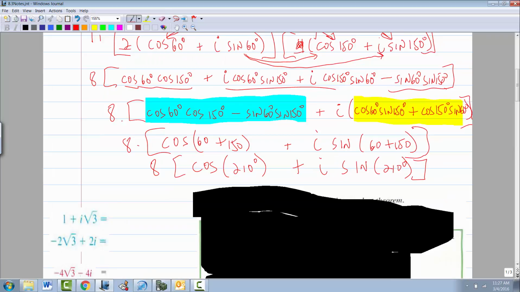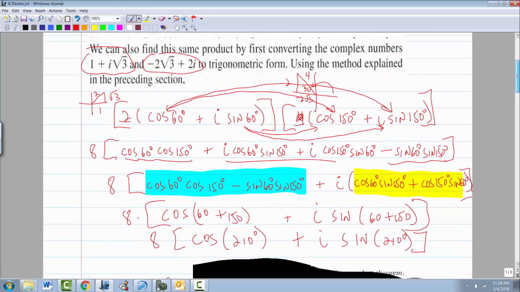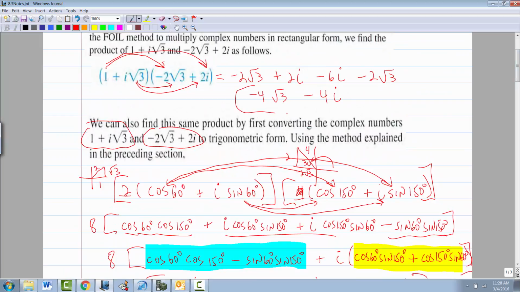1 plus i root 3 is 2. Let's put it in cis form. Cis 60, right? And then negative 2 root 3 plus 2i is 4. I scratched it out. Cis 150. And then when we multiplied that out the long way, we got negative 4 root 3 minus 4i.